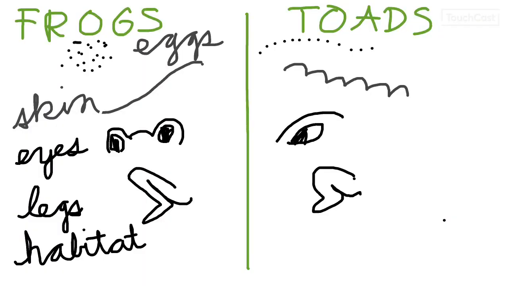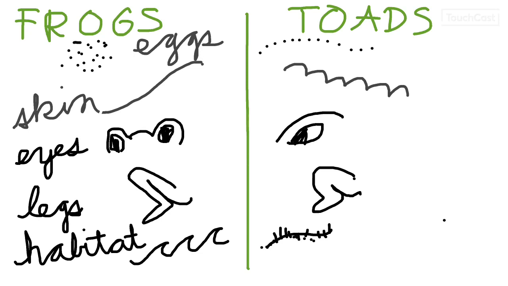Let's get that paper out. So for frogs, to remind us that they tend to live closer to water, I'm just going to draw a little cartoon water here. And for toads, they tend to live closer to land. So I'm going to draw a hill with some grass on it to show that they can live on land more than in water.